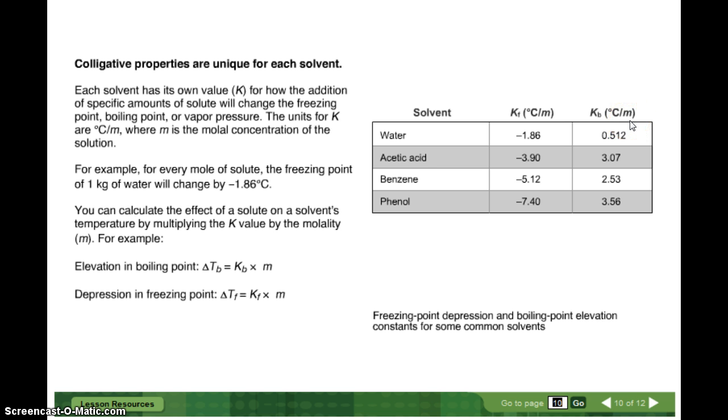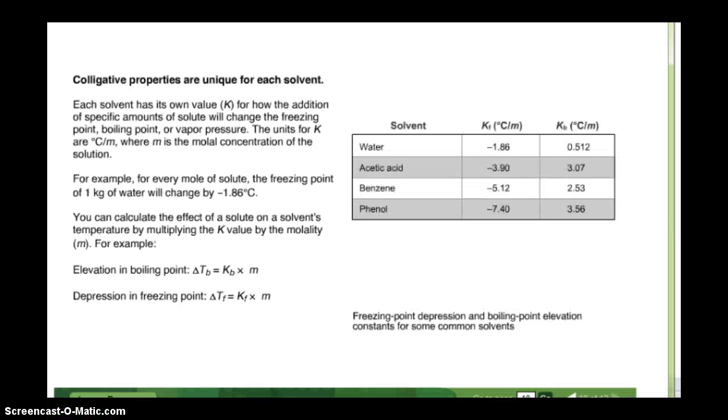We can also see how much it changes the boiling point. If I add 1 mole of salt to water, it changes the boiling point by half a degree. For acetic acid, it changes it by 3 degrees. For benzene, by 2.5 degrees. And for phenol, by 3.5 degrees. I just added that whole slide to my notes because I thought it was helpful.